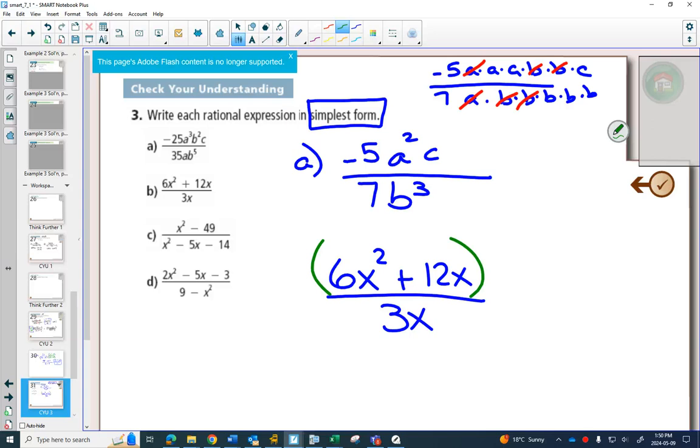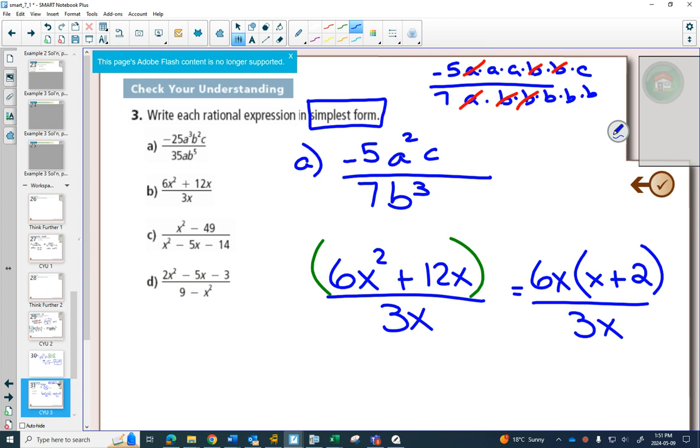So what do I do in a situation like this? Well, I want to factor. If I look at the top, I have something in common. I can pull out a 6, and I can pull out an x, leaving me with x plus 2. And on the bottom, I have a 3 and an x. So first of all, I'm going to add some purple dots to say this means 6 times x plus 2. And the bottom means 3 times x.